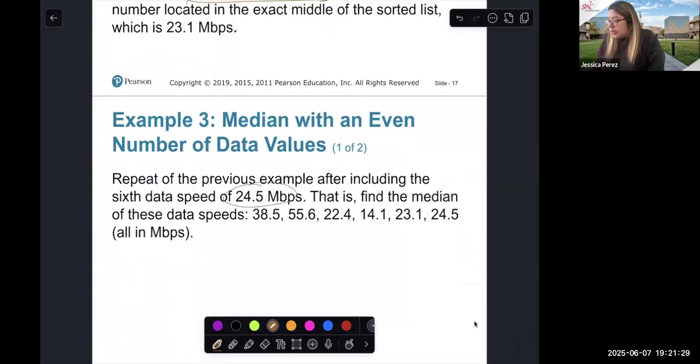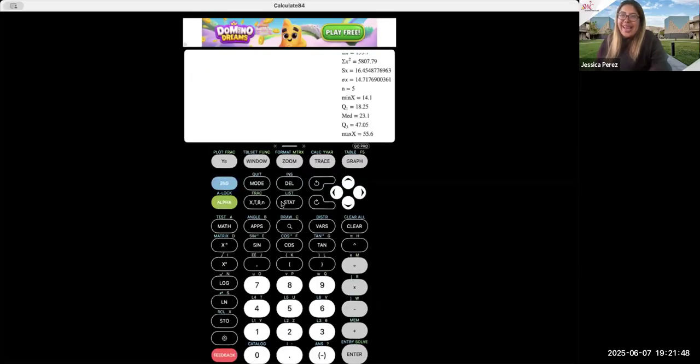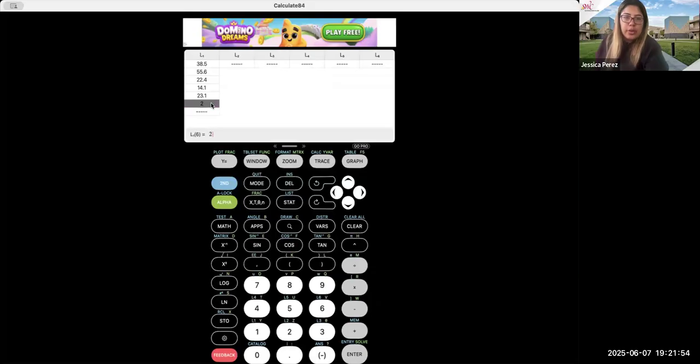So now what we're going to do is add a value. So not just 38.5, 55.6, 22.4, 14.1, 23.1, but also 24.5. To add a value, you're going to go to your calculator, your TI-84. You're going to go to Stat, Edit, and then you're just going to put it below. So the number was 24.5 megabytes.